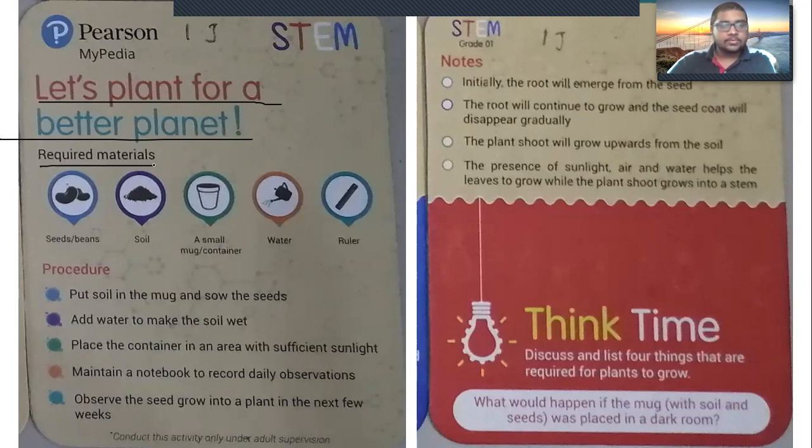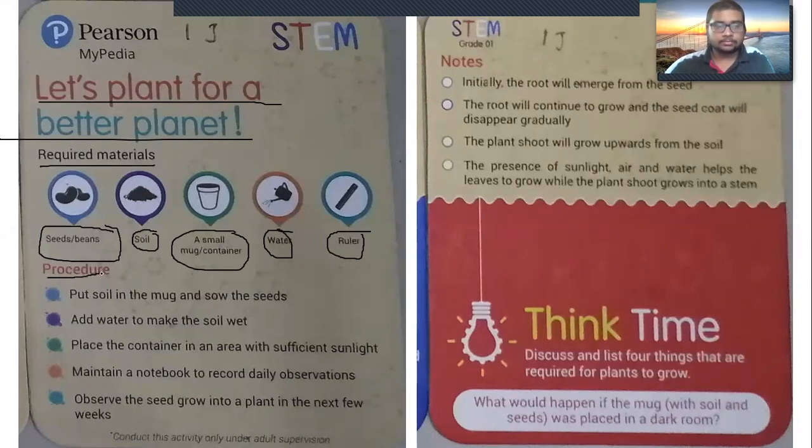What are the required materials for it? Let us see. You require seeds or beans, some soil, a small mug or container, water, and a ruler. Okay, you will have all these things in your house. So let us see, what is the procedure for it?